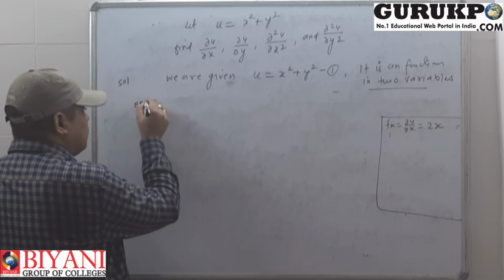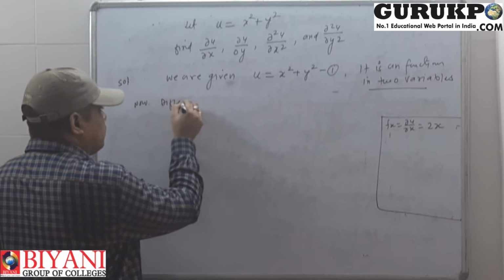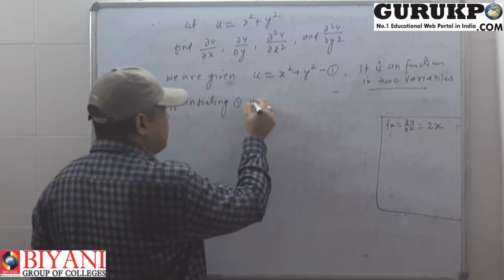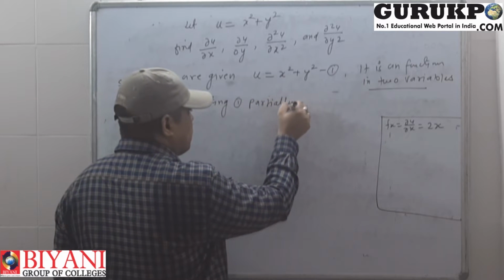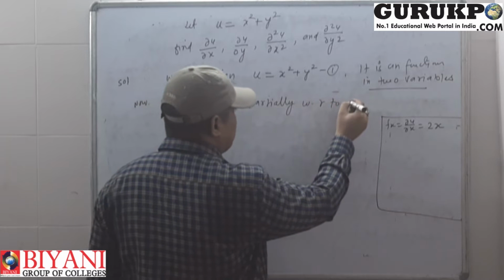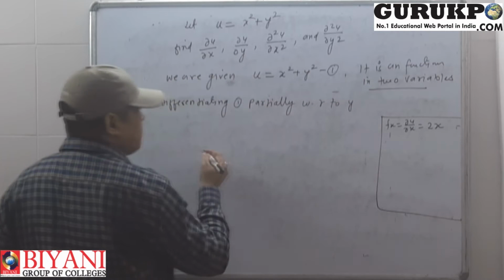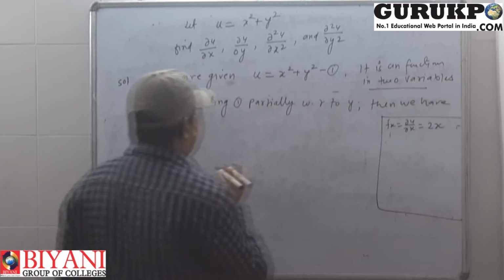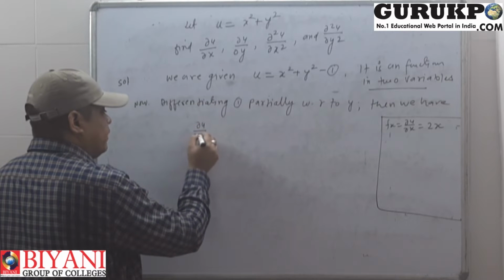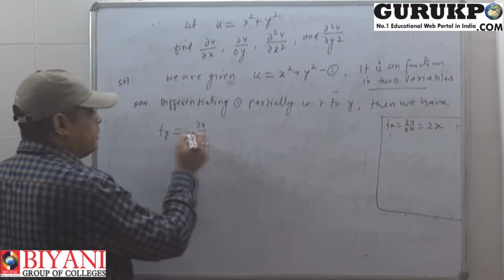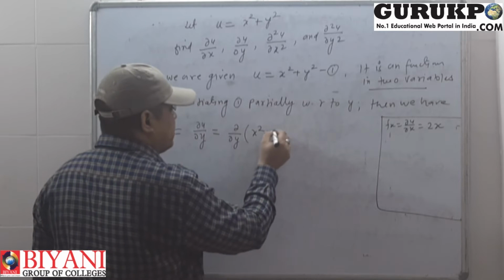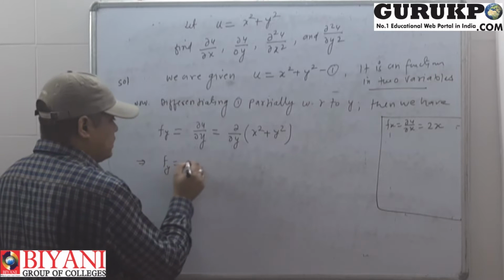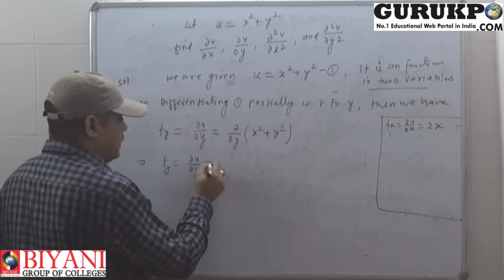Now differentiating one partially with respect to y, then we have del u by del y. This is f of y is equal to del square plus y square, and this is nothing, this is f of y is equal to del u by del y.